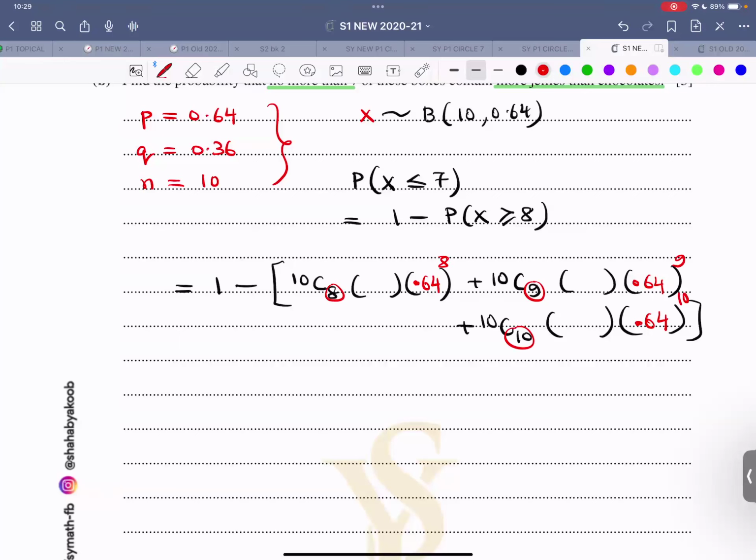And what is left? Probability of failure, that is 0.36, 0.36, 0.36. The difference between 10 and 8 is 2, 10 and 9 is 1, 10 and 10 is 0. So this is what needs to be calculated. And then the overall answer after subtraction is 0.759, correct to 3 significant figures.